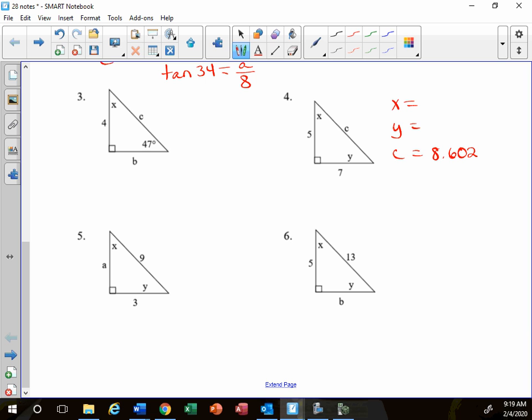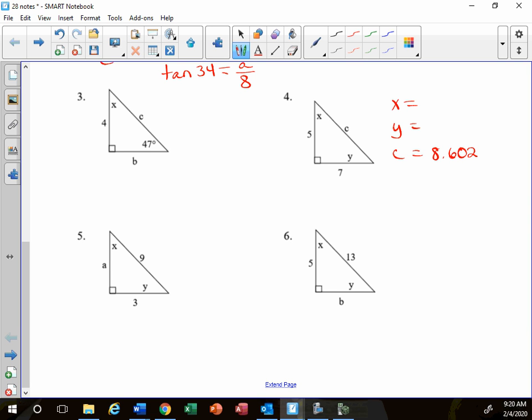Are we getting 8.602? Anytime you do the Pythagorean theorem, always look at your answer at the end and make sure the hypotenuse is the longest side of your triangle. If you're using it to find one of the legs, it's easy to mix up whether or not you should have been adding or subtracting. So just look at it at the end and make sure it makes sense.